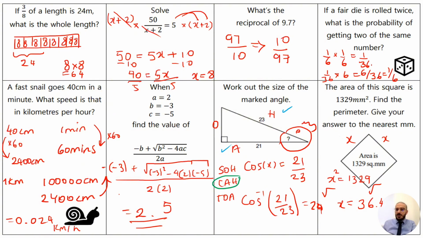And of course, we have 4 lots of these x's. So I need to times this by 4 to find out the perimeter. And if I do that, 4 times 36.4 gives me 145.8-ish. To the nearest millimeter is going to be 146.